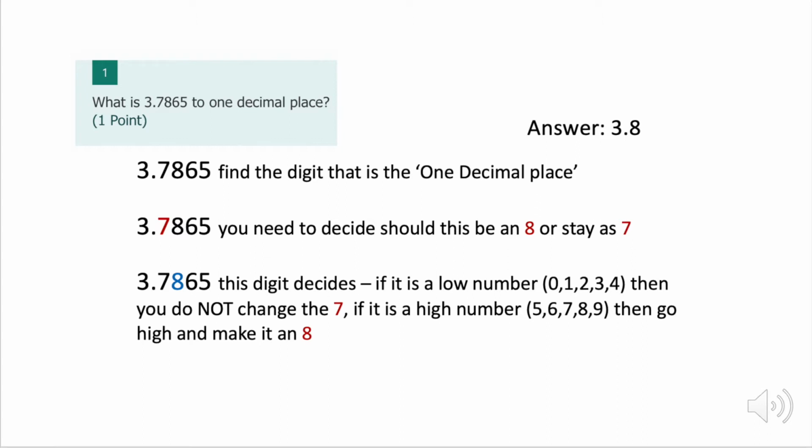So what you've got to always think about is, what is the first one decimal place? And here it's 3.7. 7 is it. Now, does 7 stay as 7 or does it go up to 8? If the number to the right is a high number, then it goes up. If it's a low number, it stays as it is. Remember, high numbers are numbers that are 5, 6, 7, 8, or 9, and low numbers are 0, 1, 2, 3, 4. If it's a low number, it stays as 7. High number goes up to 8. In this case, 3.8.